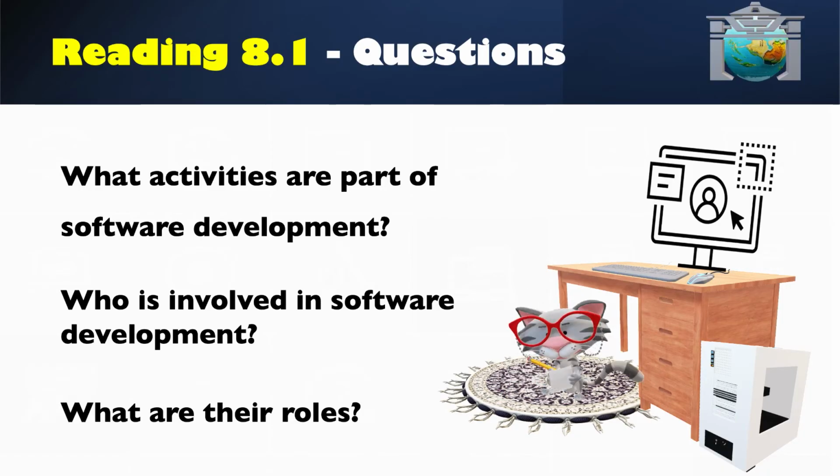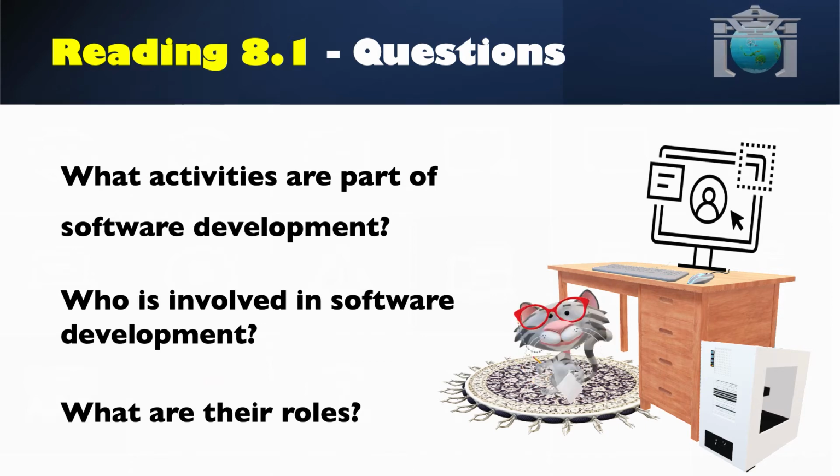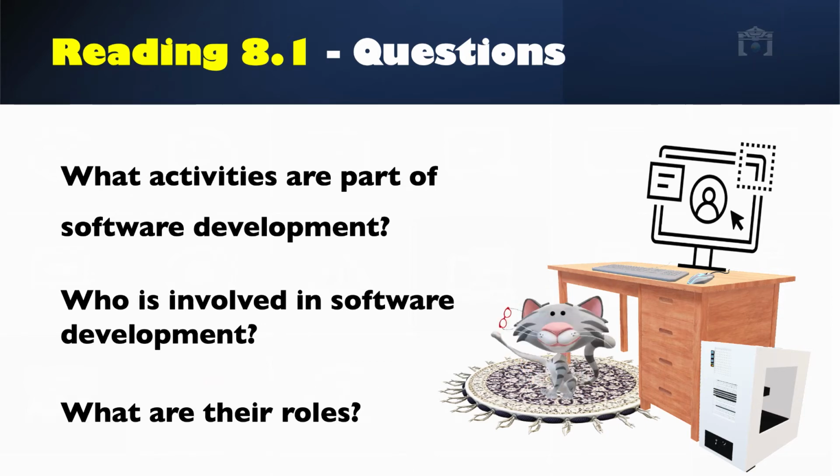There we go, good. So reading 8.1. First question, what activities are part of software development? Writing, creating, designing, managing, and supporting software. Who is involved in software development? Programmers, software engineers, and software developers. And what are their roles?